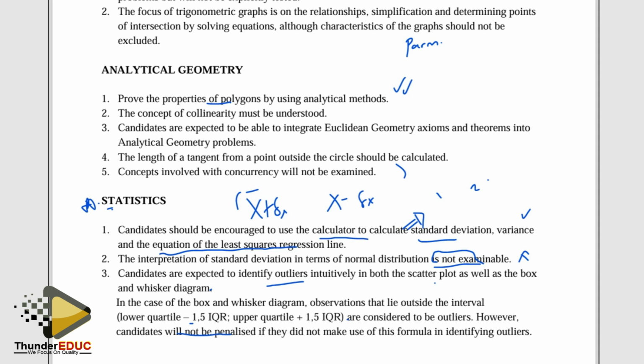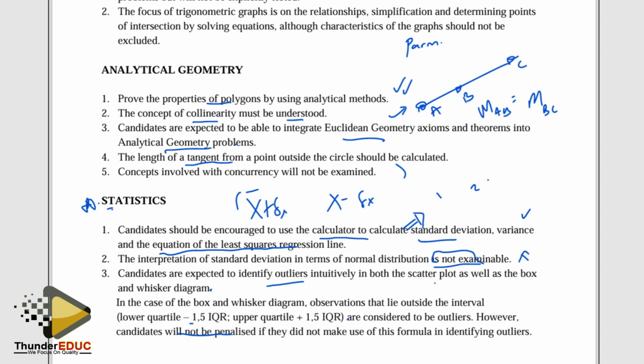and so forth. So for as long as we get to know about the properties of the polygons, because that's where most of the questions revolve around. Okay, so this must be understood, the concept of collinearity. In other words, points that are collinear. Points are collinear if they lie on the same line, A, B, and C. These points are collinear, and the gradient between AB must be the same as the gradient between BC, the same gradient as AC. So you're expected to be able to use Euclidean into analytical.